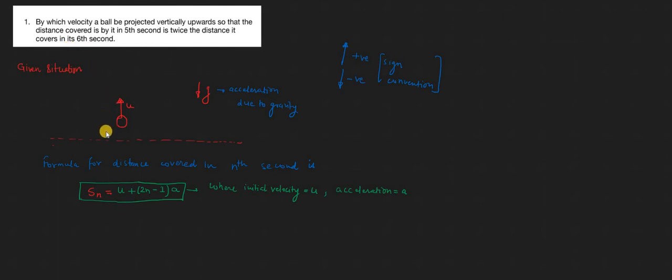Okay, so here in this question we have a ball which is being projected, or thrown, vertically upward such that the distance covered by this ball in the fifth second is twice the distance covered by this ball in the sixth second. So in this question we will take the sign convention.